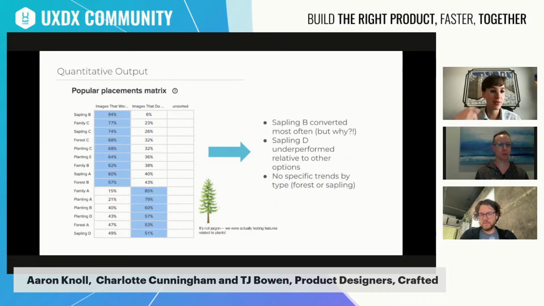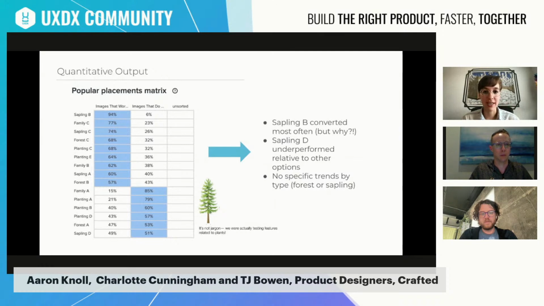So what we learned from that is we've got a winner, we've got a loser, and there are no specific trends there. We have saplings at the top and bottom of the chart, and we were sort of testing baby trees, people planting trees, families with trees, and we didn't see any preference in terms of what the content was, which told us that it was the specific image we had found that was driving the most conversion.